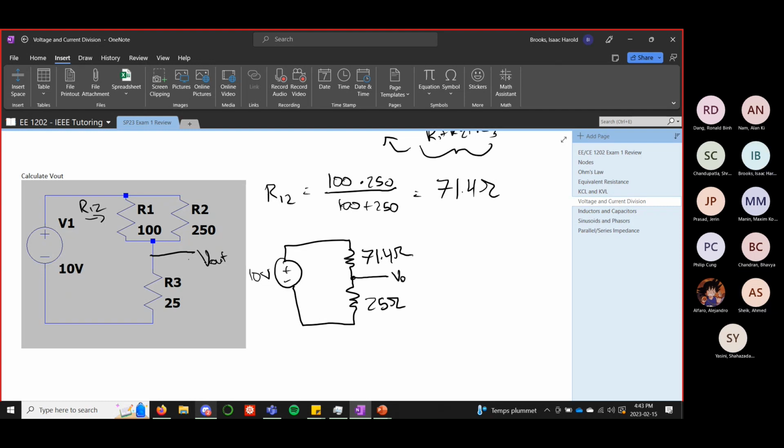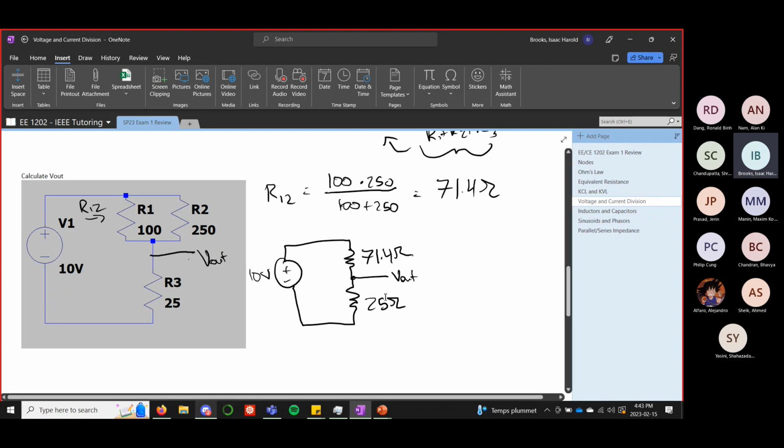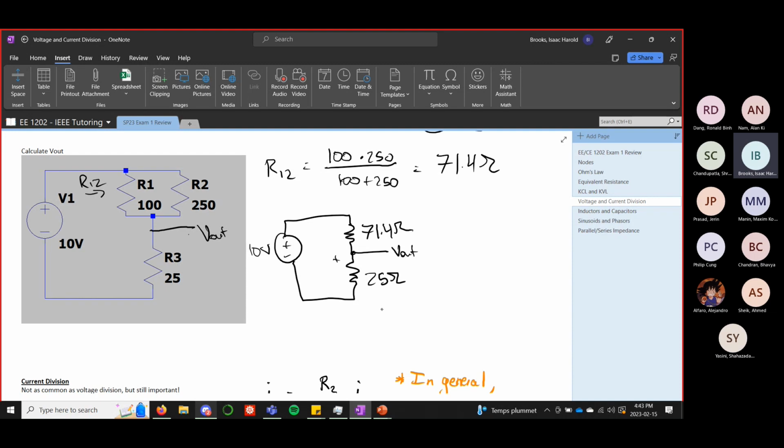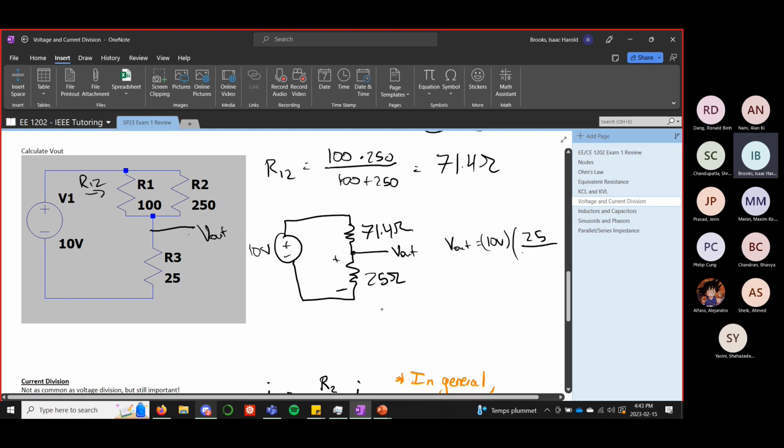If we want the output voltage here, this is equivalent to asking what's the voltage drop across the 25 ohm resistor, and that would be the source voltage times 25 over 25 plus 71.4. If we do some quick math, this bottom should be about 100. So this proportion is about 25%, so it should end up being about 25% of 10, which is about 2.5. Let's actually calculate this. 25 divided by 25 plus 71.4 times 10 is 2.59.